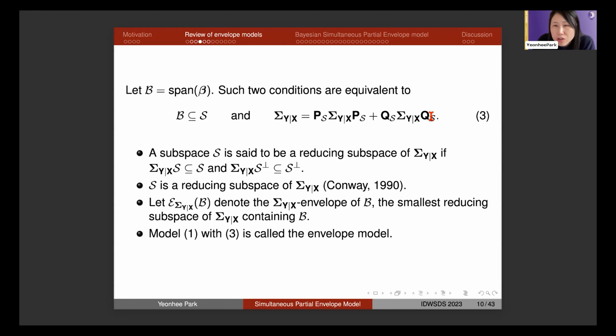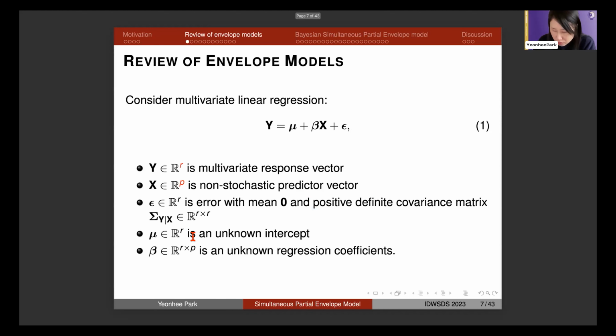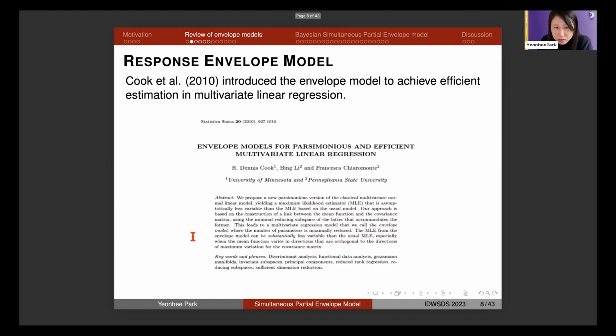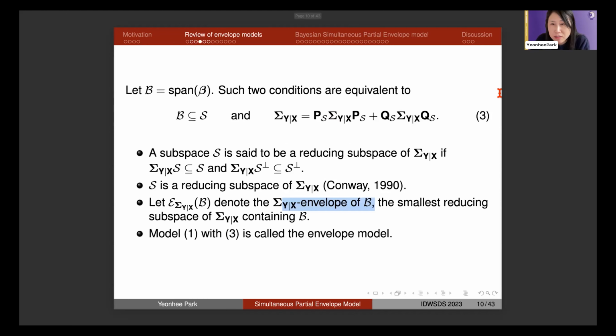Of note, with such a special structure of sigma, Conway says that the space S is a reducing subspace of sigma Y given X. And Cook and his colleagues define the sigma envelope of the space spanned by beta as the smallest reducing subspace of the covariance containing the space spanned by beta. So they say that the standard model with the two conditions expressed in equation 3 is called the envelope model.